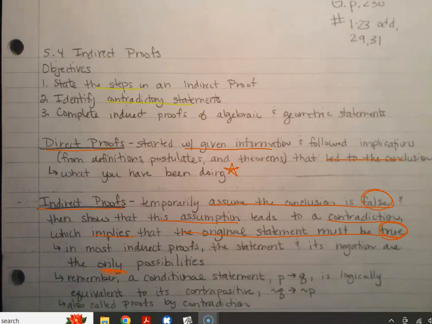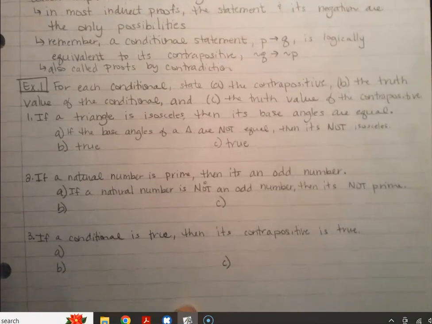Remember back to conditional statements. We have this conditional statement: if P, then Q, which is logically equivalent to the contrapositive, not Q therefore not P, or if not Q, then not P, I should say. Also crammed in there, it's also called a proof by contradiction. So those are all things about this indirect proof that we're going to look at today. First of all, we're not going to dive right into that indirect proof. We're going to look at some examples to help us out.